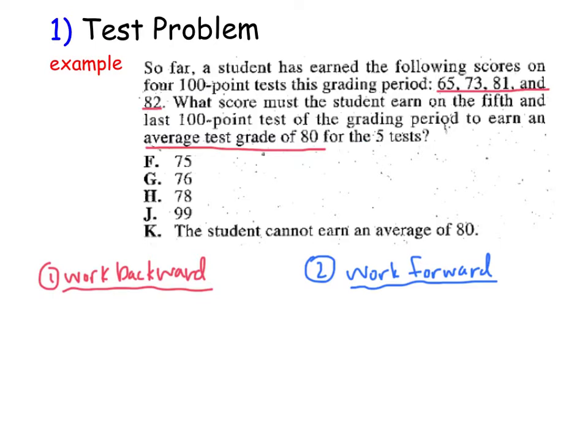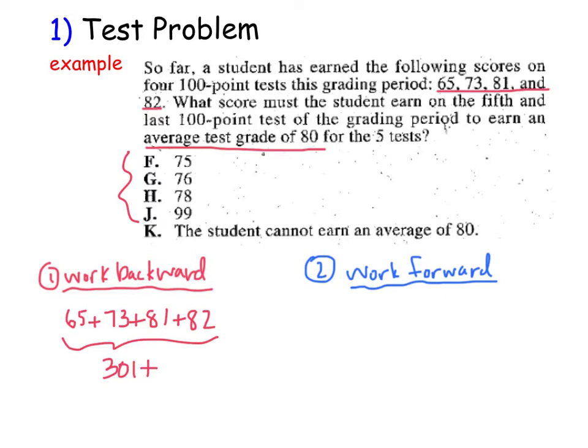So the first way to solve this question is to work backward. Pick an answer choice and plug it in for the average. So we got 4 tests given. We want to find out what we need on the 5th test to average 80. The 4 tests they gave me were 65, 73, 81, and 82. So altogether, those tests add to 301. So you got to figure out which one of these 4 choices, if you add it to that and then divide by 5, will give you the average of 80.